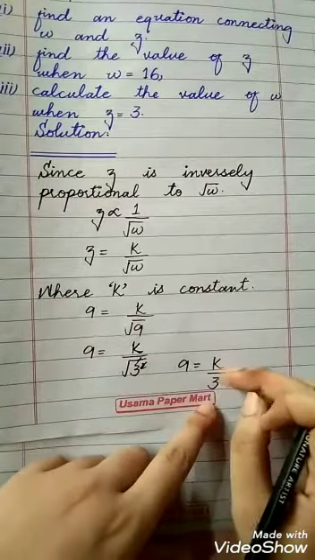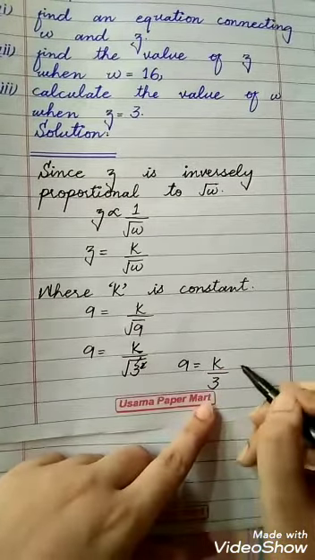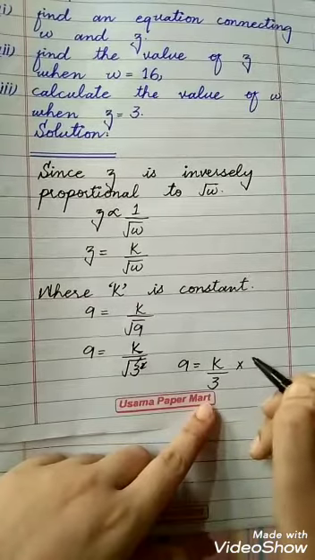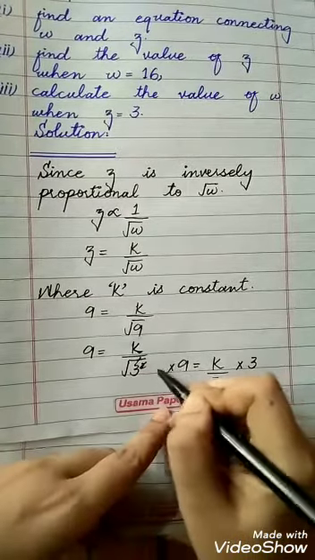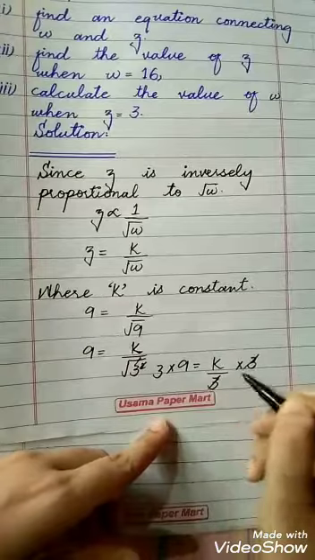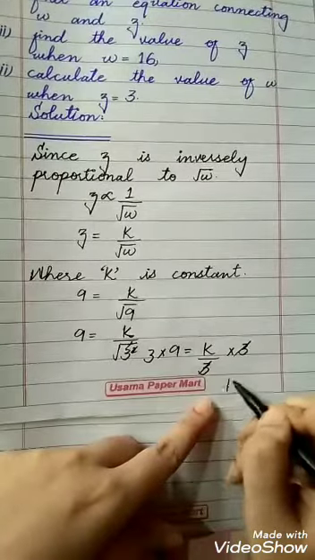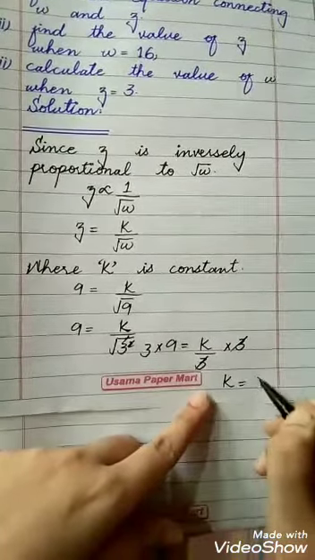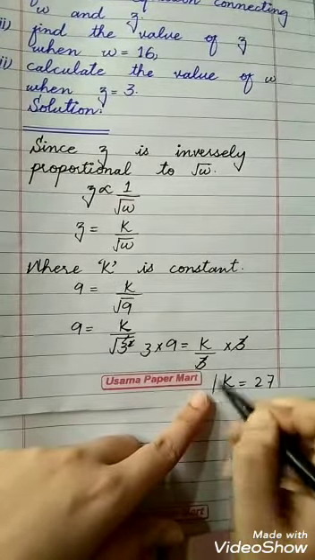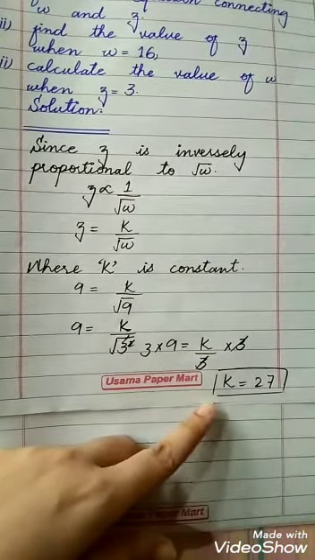Students, basically we want to find the value of K. Because 3 is extra here in the denominator, we will multiply on both sides by 3. It's cancelled. K is equal to 9 times 3, which is 27. K value we have found.